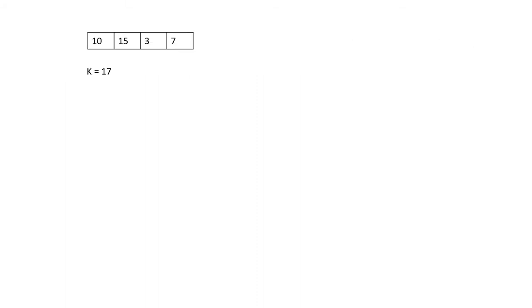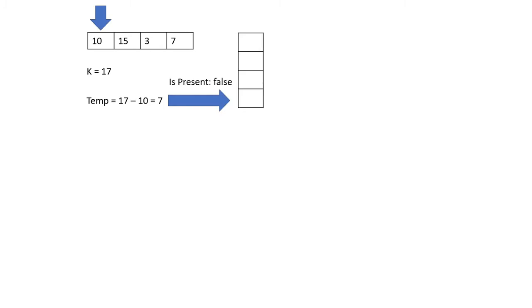So let's see. This is my array 10, 15, 3 and 7, and the sum which I am looking for is 17. What I will do is create a hash set of integer type, which I will use to store the numbers. Which numbers I will store, I will let you know. I will traverse the array one by one. First I will start from 10.